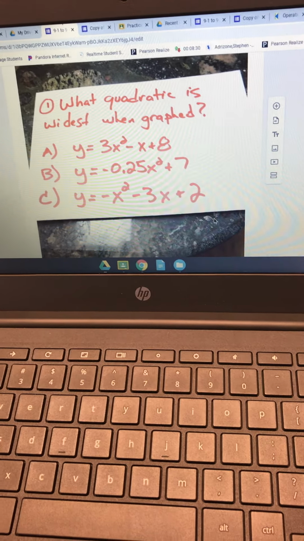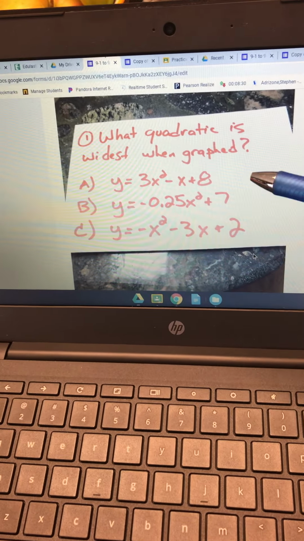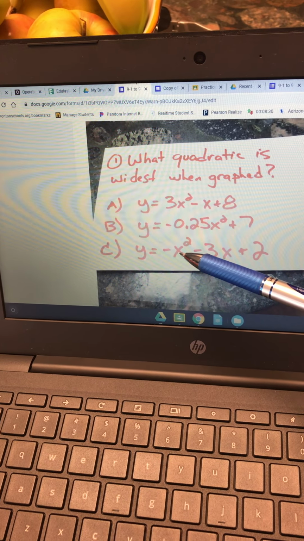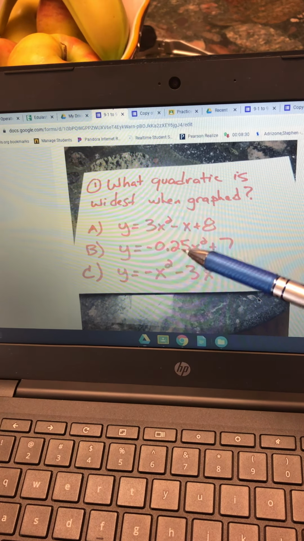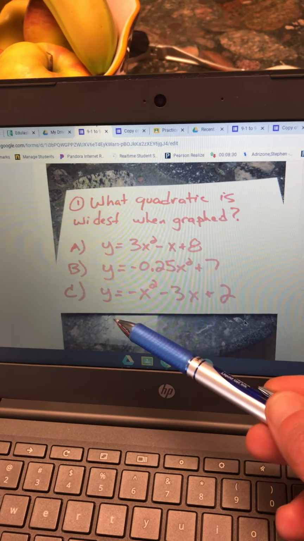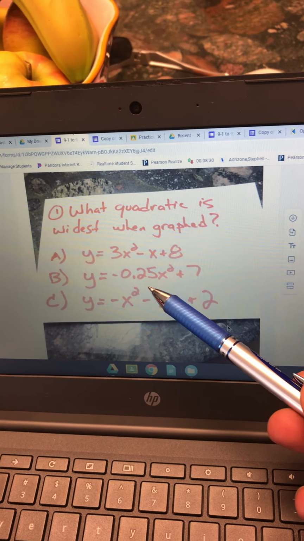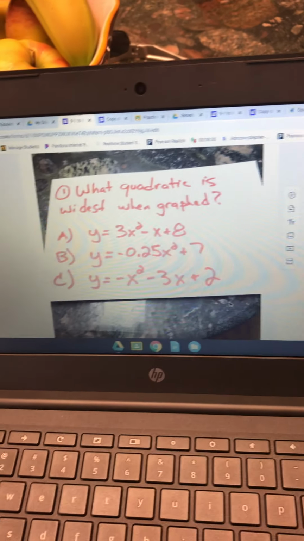Question one says, what quadratic is the widest when graphed? When we talk in our notes, a represents a couple things: whether it opens up or down, and how wide it is. The closer it is to 0, the wider it is. So I'm looking for the smallest number, not positive or negative. That just tells me if it opens up or down. So basically the absolute value, the one that's closest to 0, and that's going to be this guy right here, B, would be the correct answer for that.